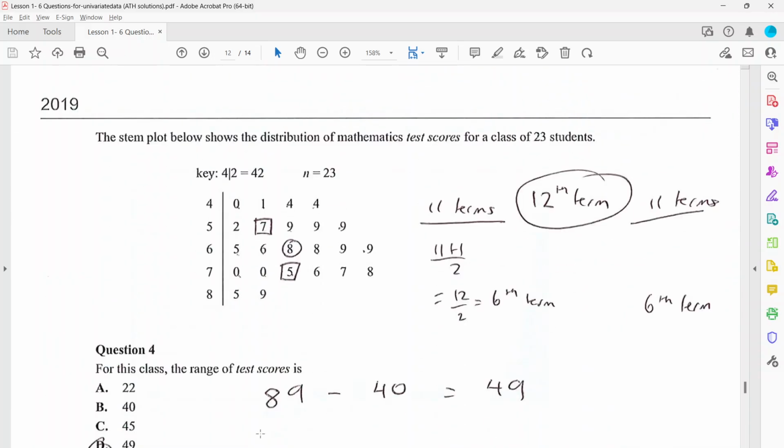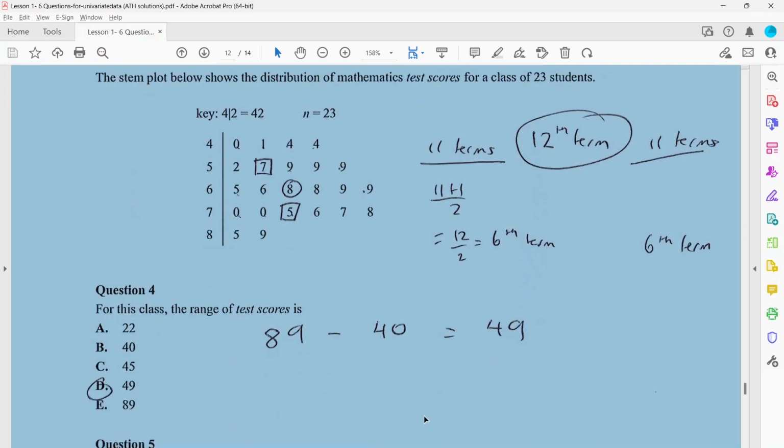Again, I'm asking you the same question over and over again just to get you a lot of practice. But the range of test scores is the biggest number, which is 89, take away 40, which is 49.